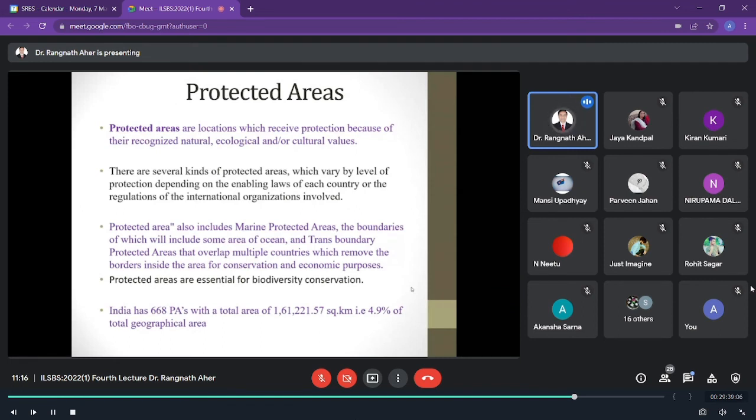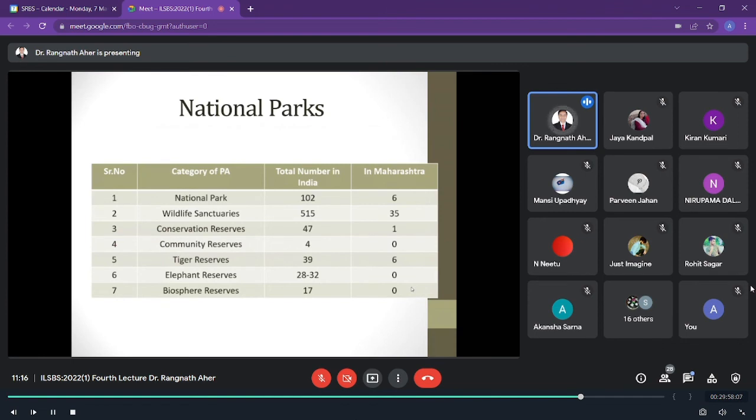India has 668 protected areas with a total area of 1,61,221 square kilometers, that is 4.9% of the total geographical area of India. This is the status of the protected areas: India has a total of 102 national parks, 515 wildlife sanctuaries, 47 conservation reserves, 4 community reserves, 39 tiger reserves, 28 to 32 elephant reserves, and 17 biosphere reserves.